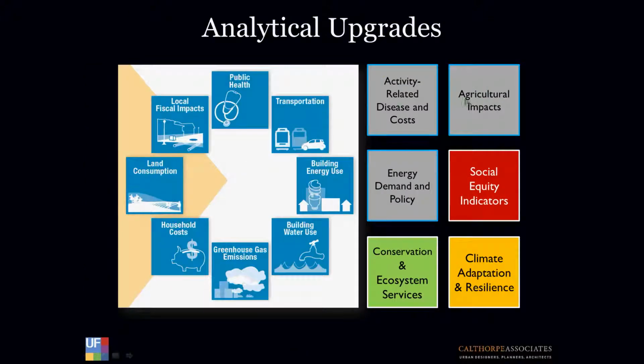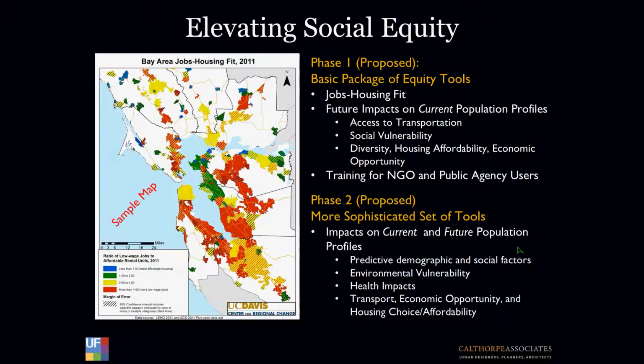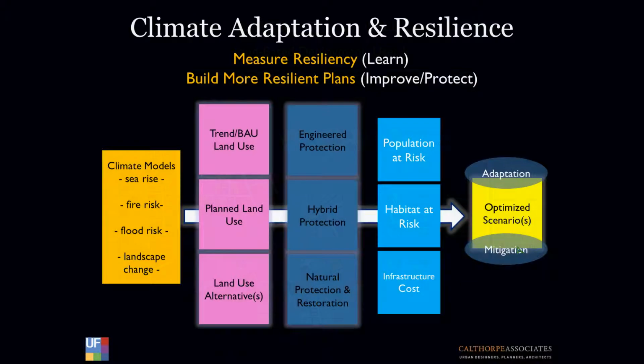Analytical upgrades: I talked about the fact that we're working on public health and ag, energy demand and policy. There's also a proposal that's being put together, or has been put together, with the UC Davis Center for Regional Change to really elevate social equity and develop kind of a social equity module, if you will. Also a lot of work with the Nature Conservancy and other groups across the state, American Farmland Trust, and the development of a Conservation and Ecosystem Services module, and also looking into the focus on climate adaptation and resilience. So kind of that more modular component. Well, I won't go into too much detail here.